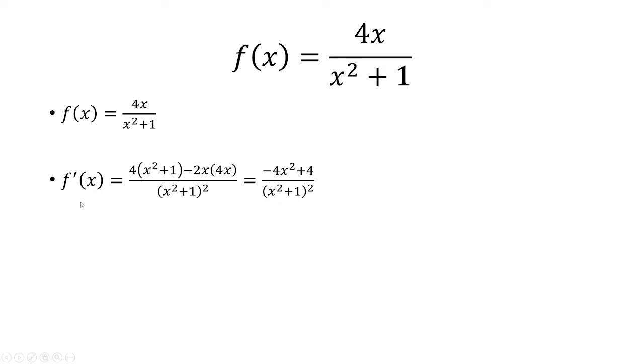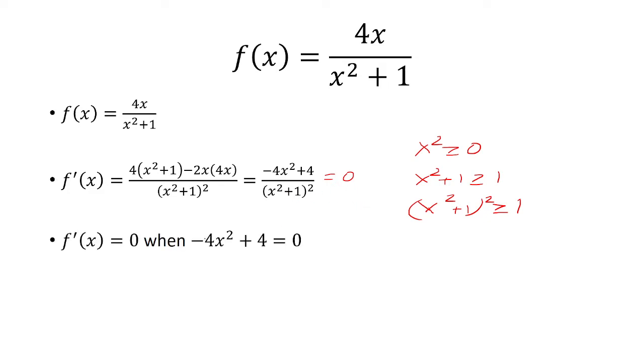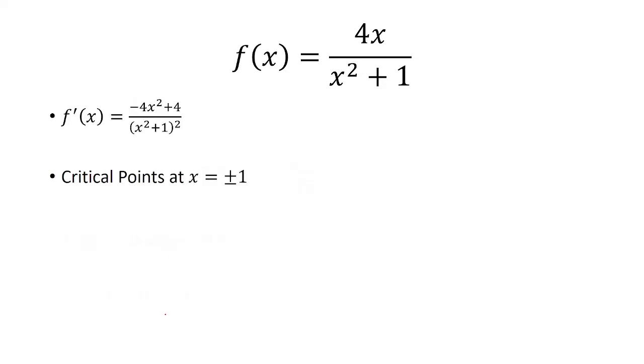And now we want to find the critical points, so we're going to set this equal to 0. Notice that x squared is always greater than or equal to 0, which means x squared plus 1 is always greater than or equal to 1. And so x squared plus 1 squared is also greater than or equal to 1, so it's never going to be 0. That means we can multiply it over to the right side and get negative 4x squared plus 4 equals 0. Divide both sides by negative 4. Add 1. You get x squared is 1, which means x is plus or minus 1. So these are going to be our critical points.